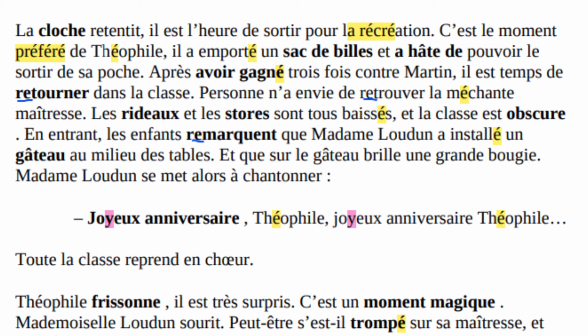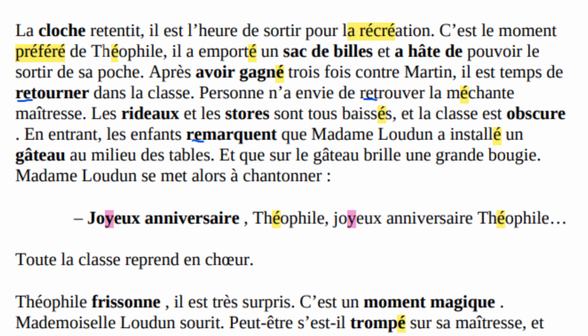En entrant, les enfants, can we hear the E sound there? R plus E, we have remarquent que Madame London a installé. Can we hear the A sound for installé? Un gâteau au milieu des tables. Et que sur le gâteau brille une grande bougie. Madame London se met alors à chantonner.